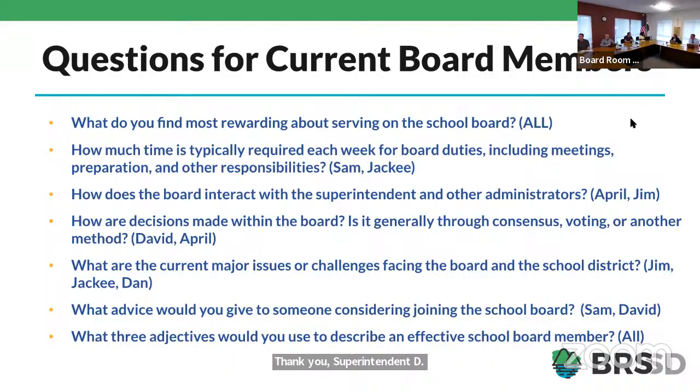So fellow trustees, we'll just go through these questions. And again, for the benefit of the audience, you'll see that if you're looking at the slides, a couple of us are going to take the lead on certain questions. So the first one is just, what do you find most rewarding about serving on the school board? And I'll start with Vice President Bruno.